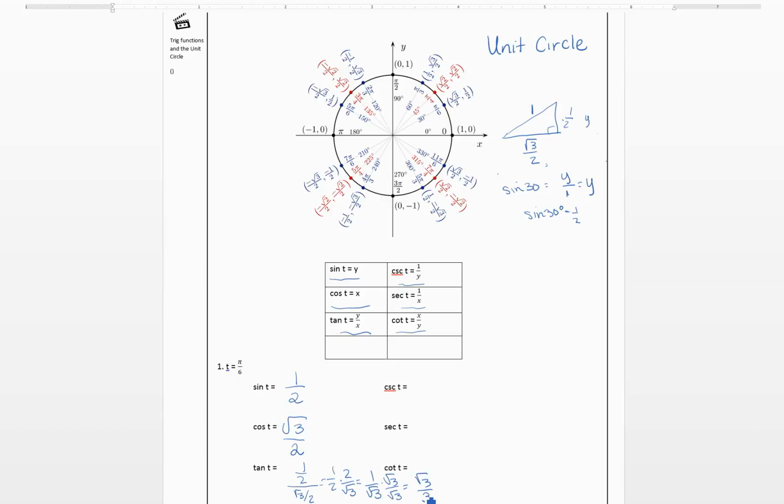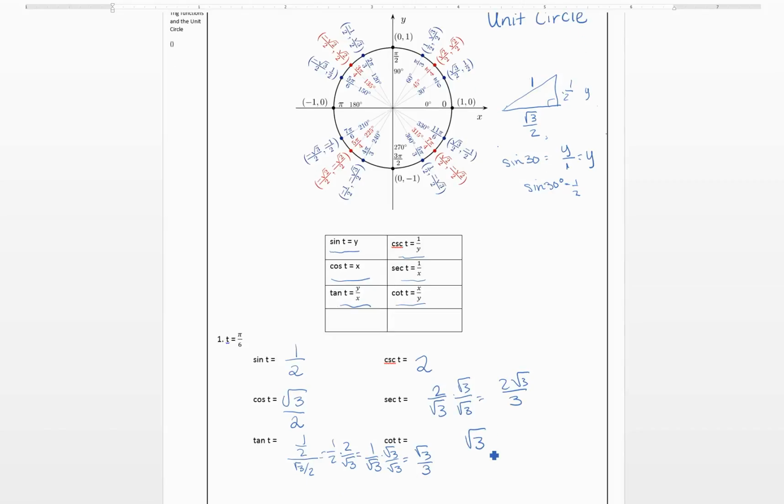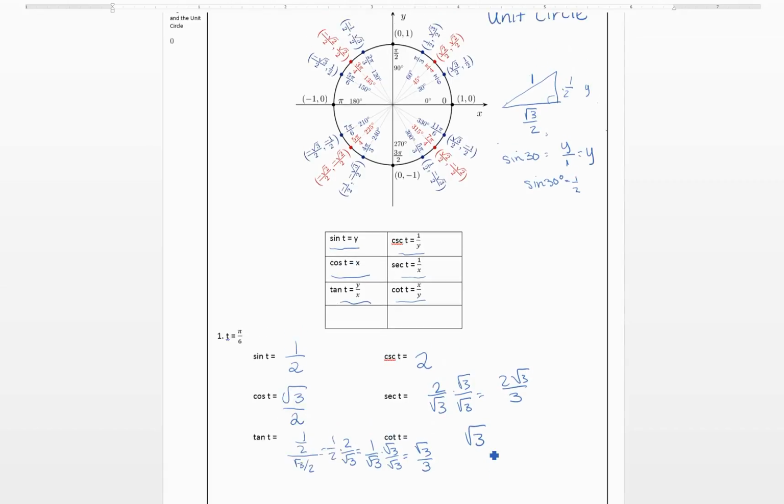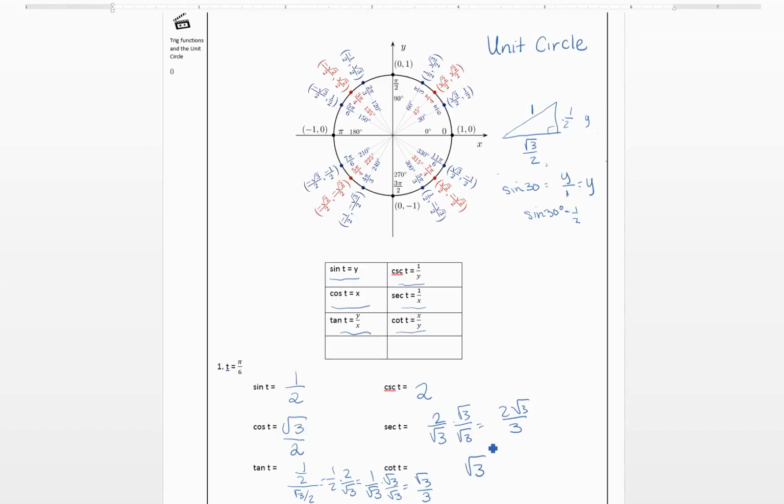which we can rationalize to be square root of 3 over 3. Okay, for cosecant, we want 1 over the y, or you can think of flipping the fraction. So that'd be 2 over 1, which is just 2. Secant will be 2 over the square root of 3, which when we rationalize will be 2 square root of 3 over 3. And cotangent, so before we rationalize, tangent was 1 over square root of 3, so cotangent would be square root of 3 over 1, or just square root of 3. Okay, so we can now use our unit circle for any of these angles. The sine is the y, and the cosine is the x value.